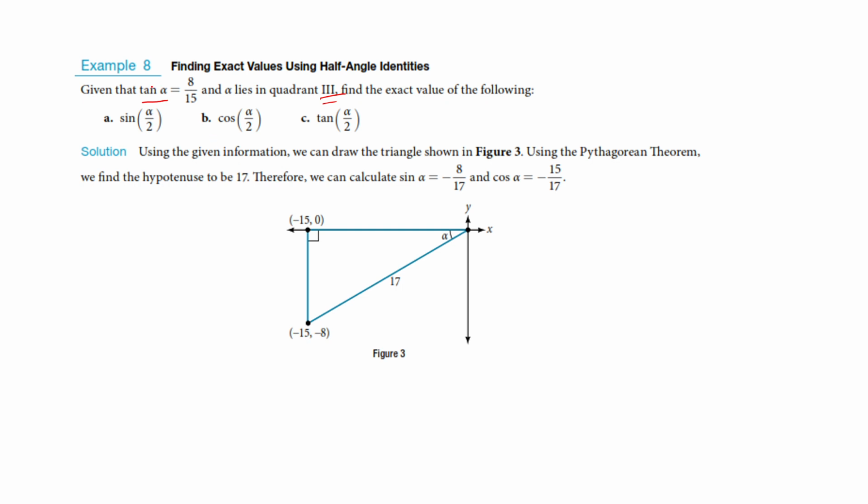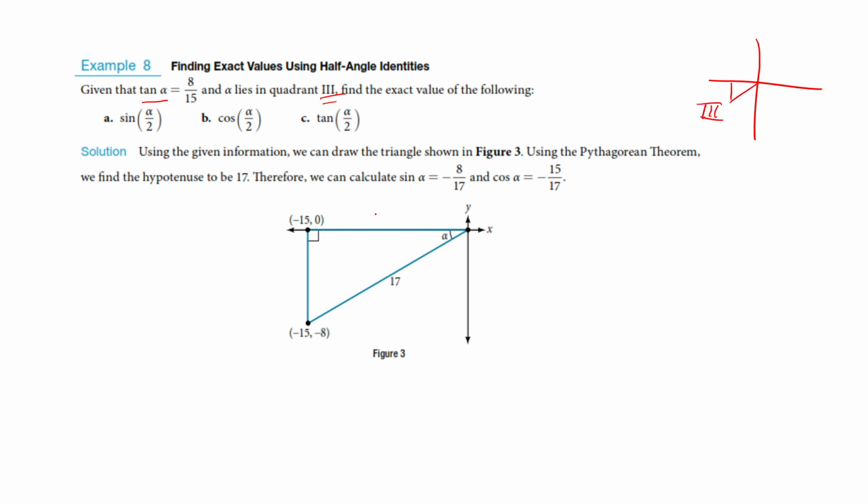I have the tangent ratio, which is the opposite over adjacent, which is the y over the x. But because it's in quadrant 3, the y and x are both negative. So I hope you're comfortable with this at this point. Because we're in quadrant 3, x is negative and y is negative. They've both gone back and down.